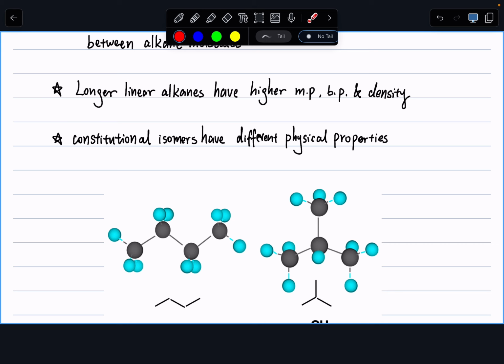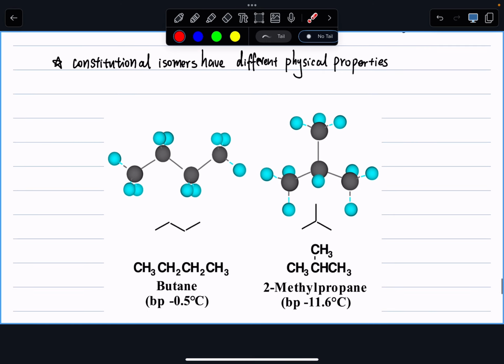The other thing to keep in mind is we went over constitutional isomers, right? With constitutional isomers, you draw your alkane in different ways, with different connectivity. Depending on the connectivity of your atoms, they might have different physical properties. For example, linear butane has a boiling point of about -0.5, and the more branched methylpropane has a boiling point of about -11.6. So your linear molecules have higher boiling points than your branched molecules.